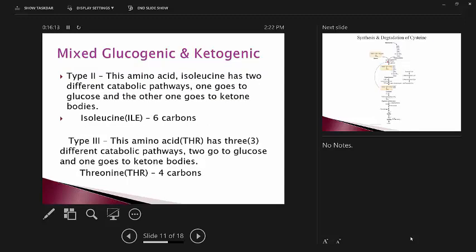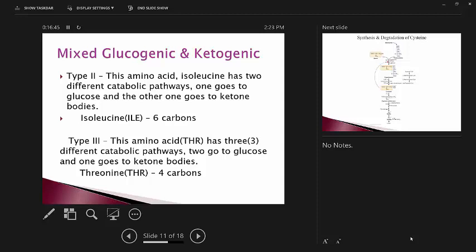The amino acid isoleucine has 2 different catabolic pathways. One goes to glucose and the other one goes to ketone bodies, okay? So that's what happens with isoleucine, which is 6 carbons, okay? 2 different separate pathways. So sometimes some molecules go to glucose and some molecules of isoleucine go to ketone bodies. Type 3 is this amino acid, threonine, which has 3 different catabolic pathways.